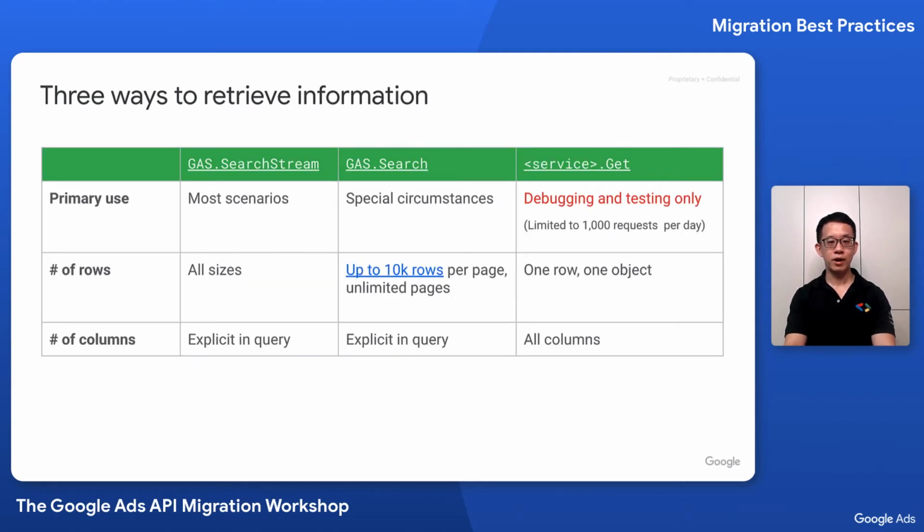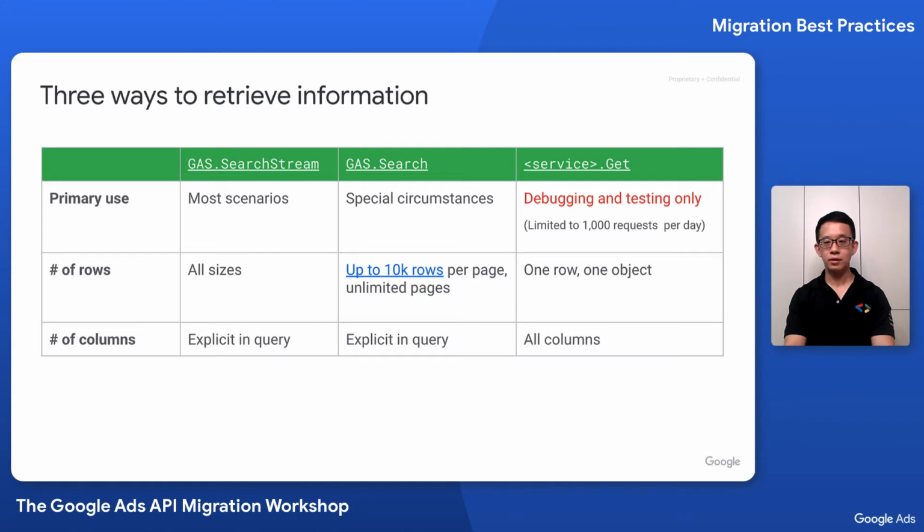Let's recap. We have three types of data retrieval in the Google Ads API: search stream, search, and GET. By default, you should use search stream in most scenarios. But for some special circumstances, like when you are very memory constrained or you are creating a UI where retrieving data in pages makes more sense, then you should use search. And you should set the page size to 10,000 unless you have a memory constraint. For GET, use this method only for debugging and testing.